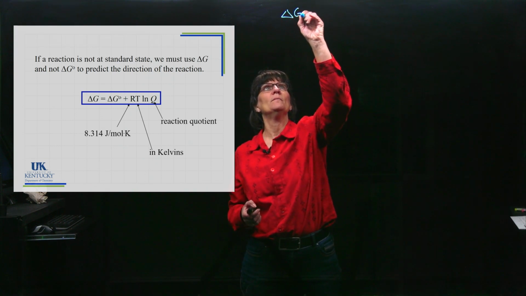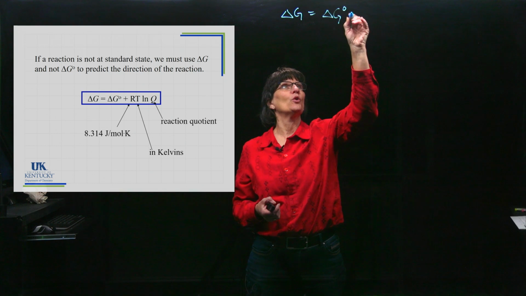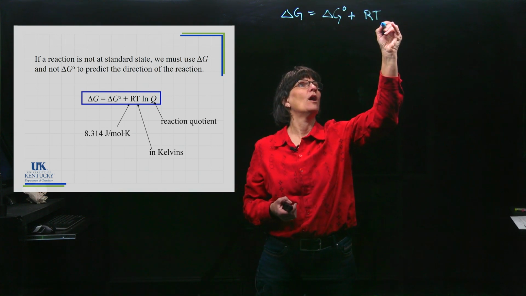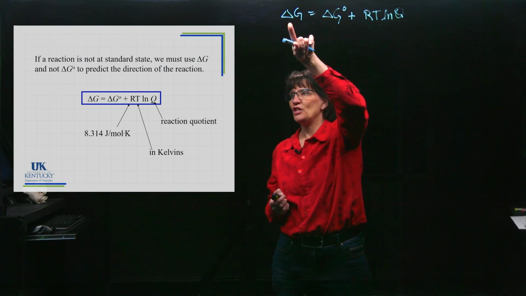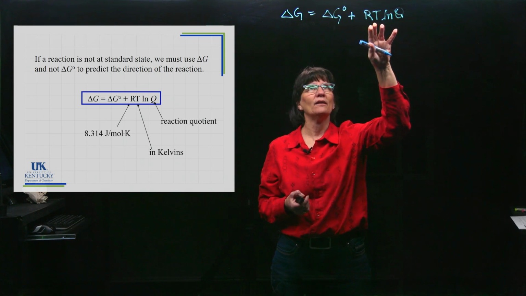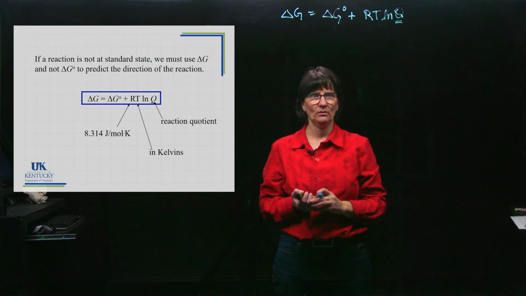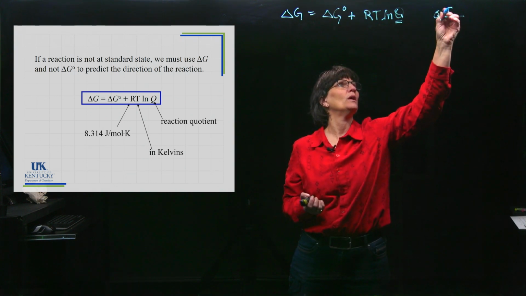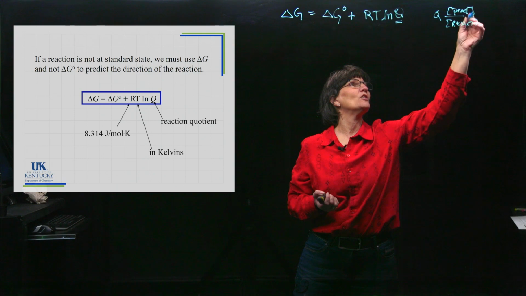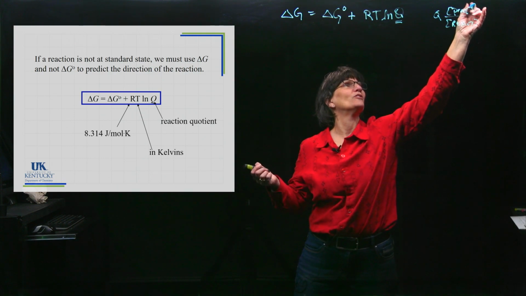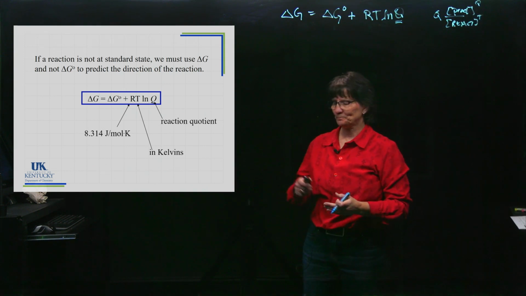So delta G equals, you start with the standard state delta G, and you add a term, RT natural log of Q. Now, this term might be positive and make delta G bigger than the standard value. It might be negative and make delta G smaller. It all depends upon the reaction quotient. And we know the reaction quotient, Q, is products over reactants raised to the power of their coefficients.